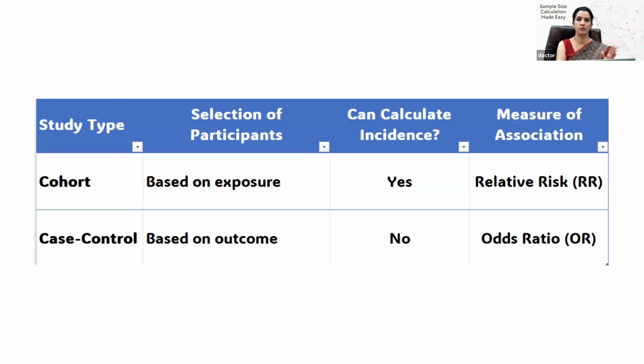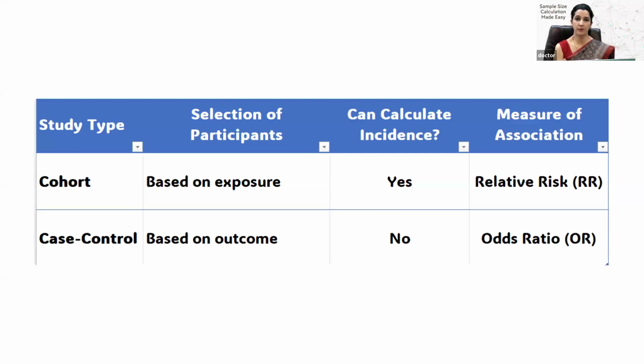So yes, all of you are right. Most of you have labeled it correctly. Whenever we select the participants based on their exposure status, it is known as the cohort study. It can be retrospective or prospective, the way we have seen. Whenever we recruit individuals based on the cases, based on the disease status or outcome, and then we select a comparative group, then we call it a case control study.